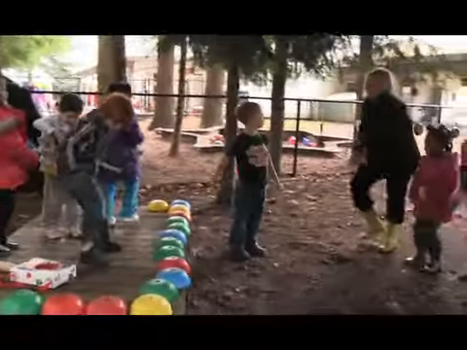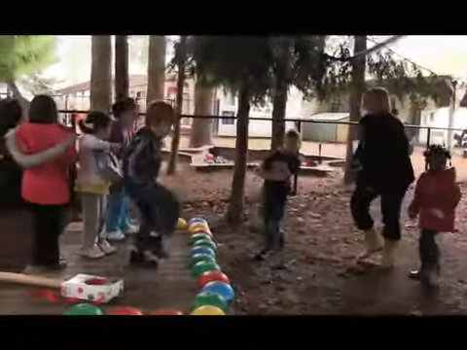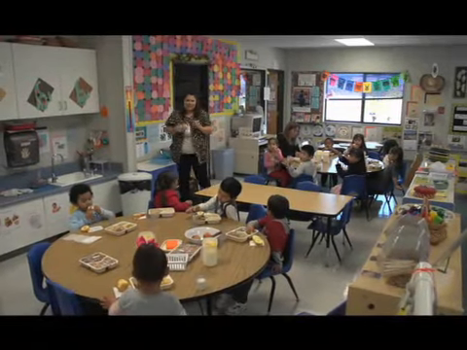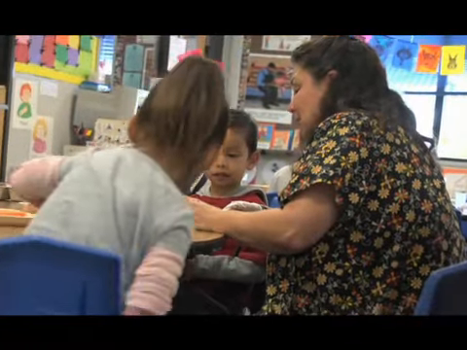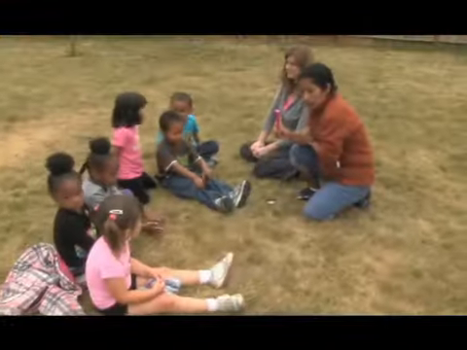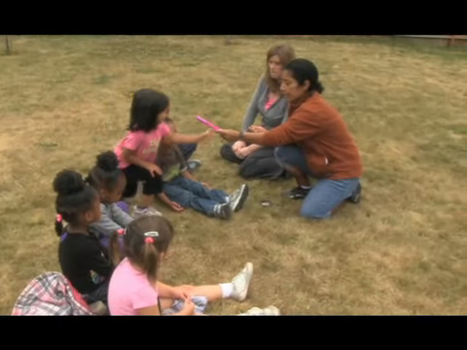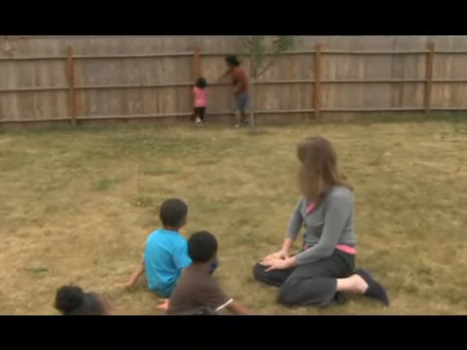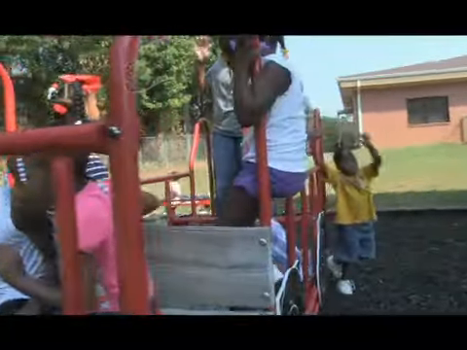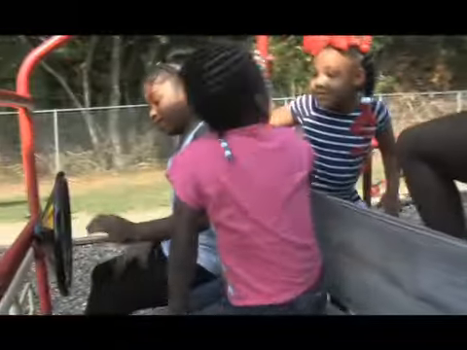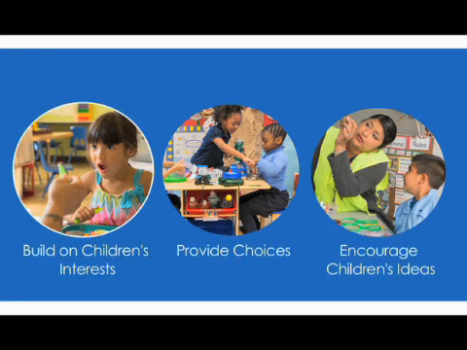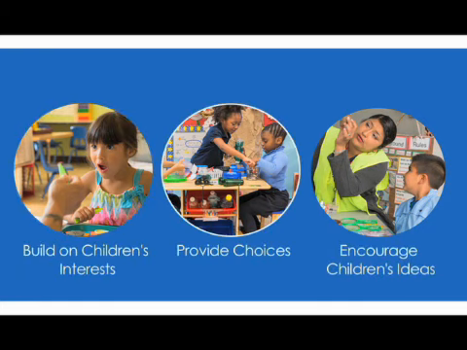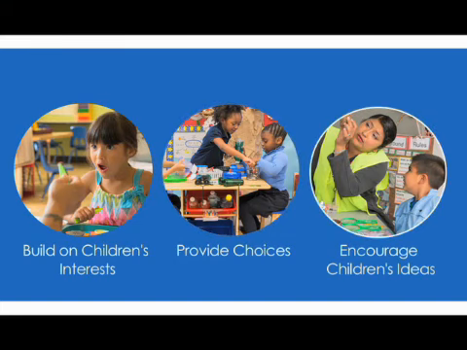There are lots of chances during the classroom day for teachers to follow the children's lead and promote their curiosity as well as their autonomy. It can happen during mealtime or snack time, indoors or outdoors, at small group or large group, anytime at all. Teachers need to be flexible and willing to adjust the activity to take advantage of children's own interests and ideas. There are 3 ways that teachers can follow children's lead. They can build on children's interests, provide choices, and encourage children's ideas.